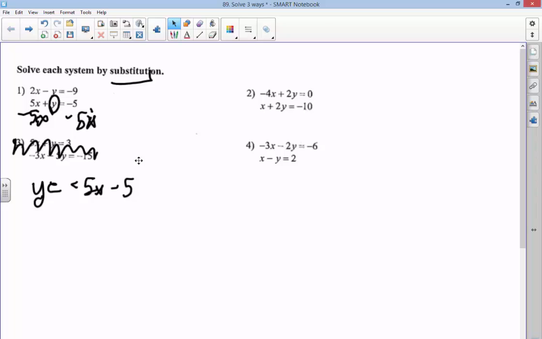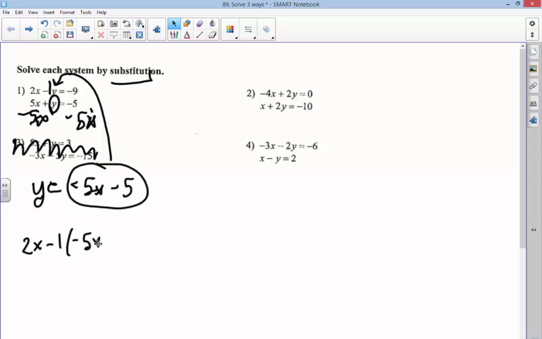Okay, so this negative 5x minus 5 is going to go in to the top equation for y. That's your substitution piece. Now the only trick here is this negative. So I'm going to put a 1 in front of the y, and we're going to rewrite that top equation, 2x minus 1, and then instead of y, it's going to read negative 5x minus 5 equals negative 9. So you're going to distribute this negative 1 to both parentheses. You now have 2x plus 5x plus 5 equaling negative 9.